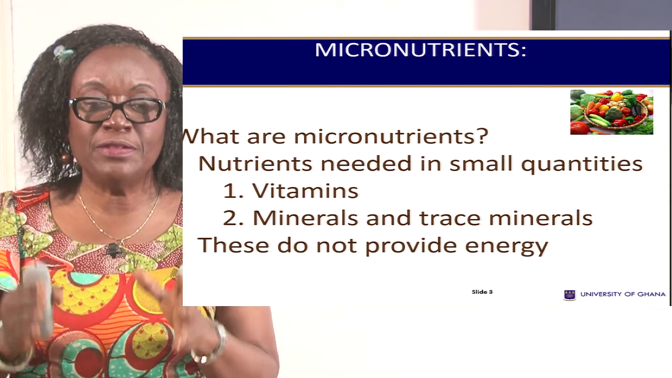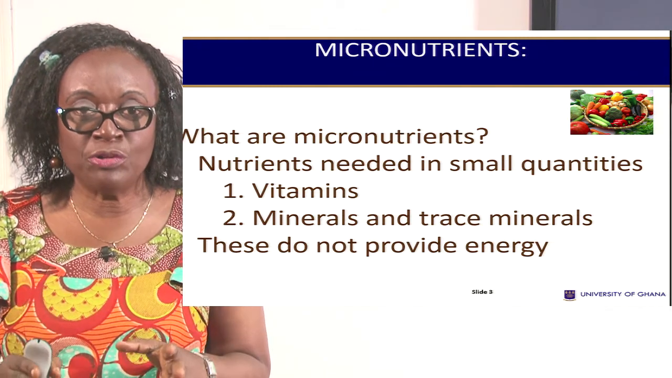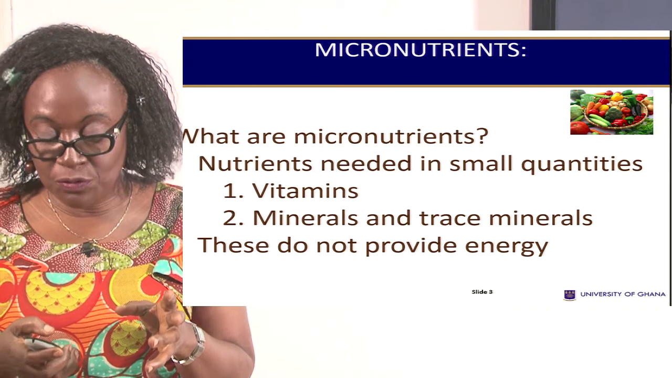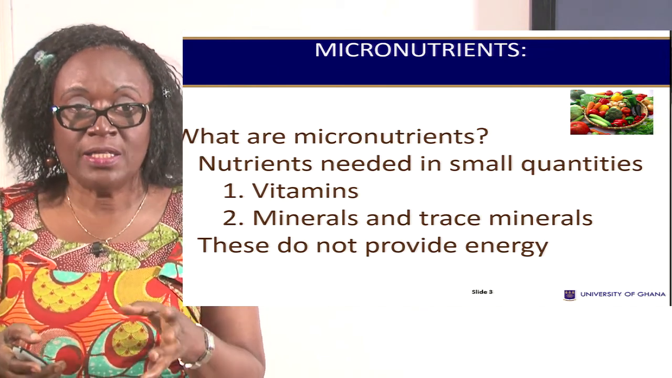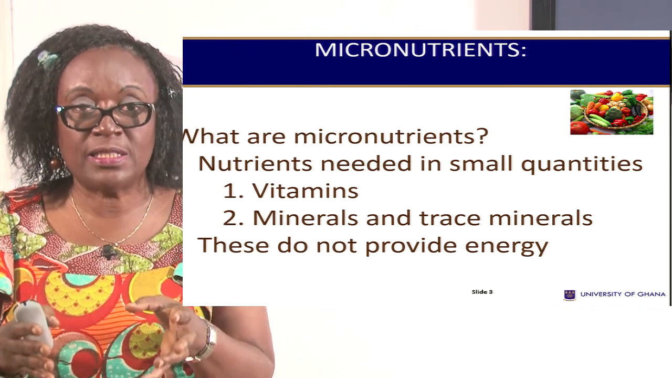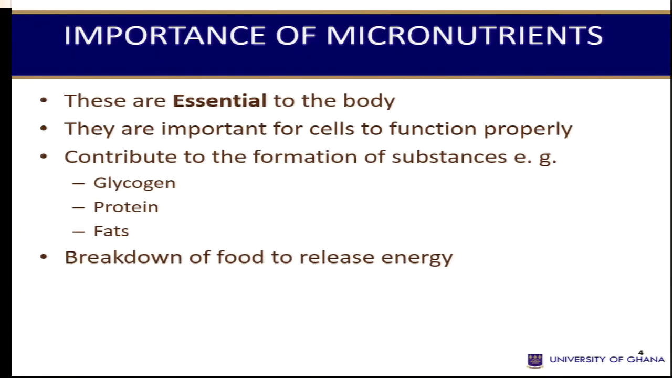So the energy giving foods are basically the macronutrients. The micronutrients do not provide us with energy, and their major food sources are from fruits and vegetables. That is why the Ghana Health Services have coined them to be the protective nutrients. The protective nutrients.